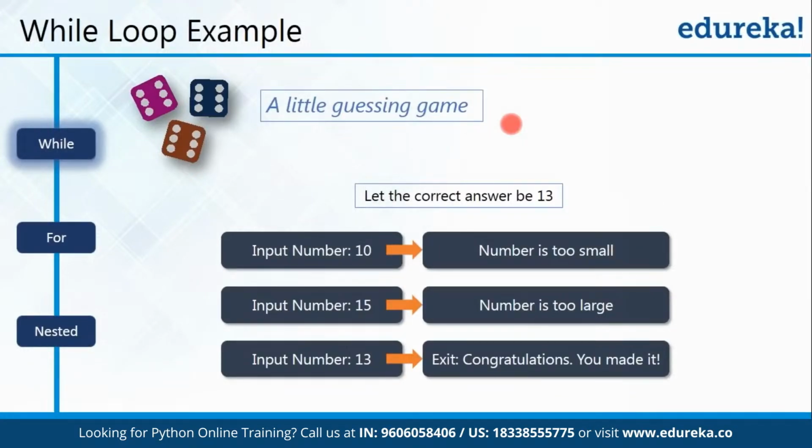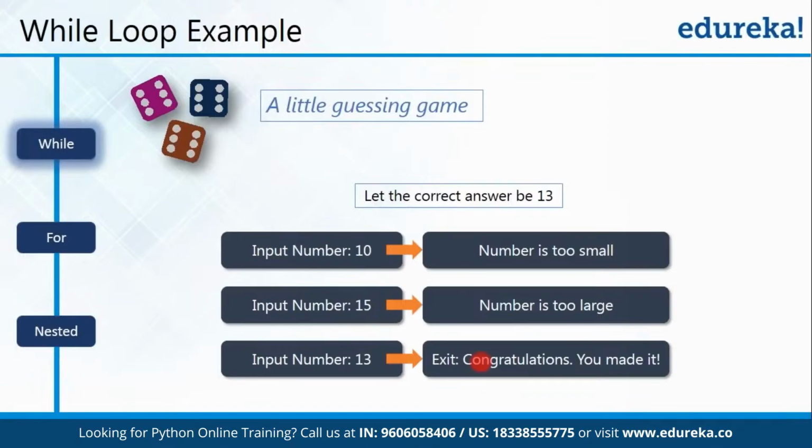A random number will be generated between, say, 0 to 20, and you need to guess that number. If the number that you have guessed is less than the random number, it will print number is too small. If you have guessed a number that is greater than the random number, it will print number is too large. And the moment you guess the right answer, you'll exit the while loop and you have won the game.